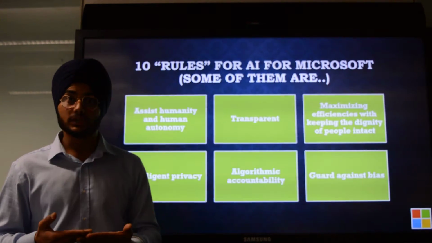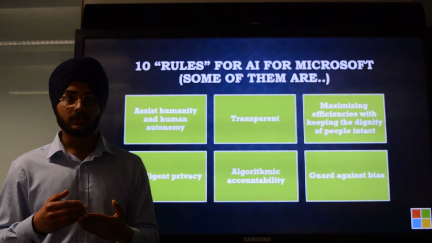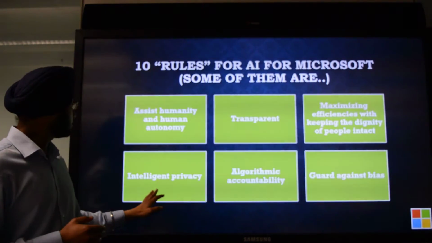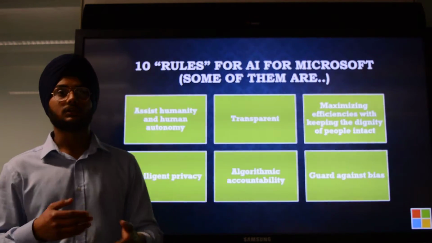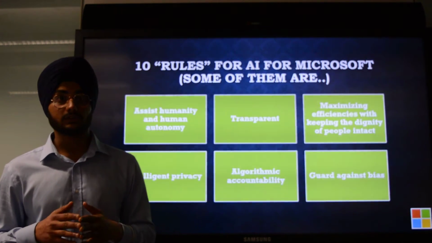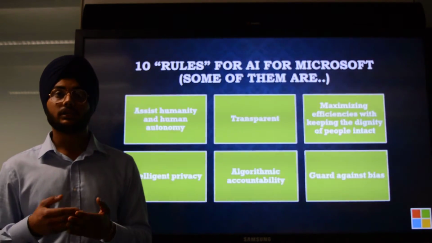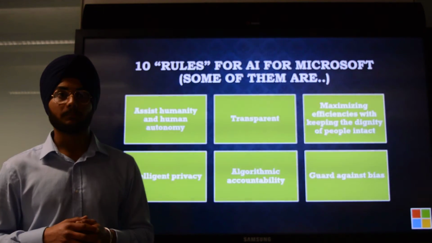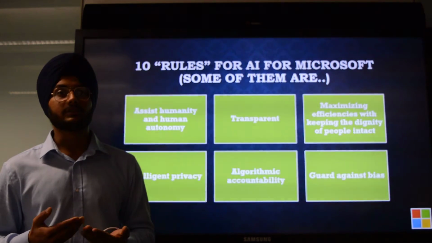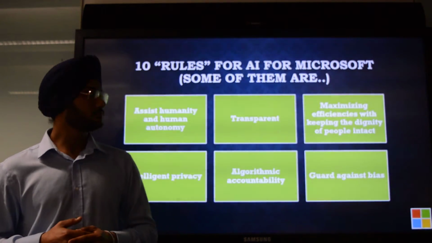Artificial intelligence must maximize efficiencies without destroying the dignity of people. In that, it should preserve cultural commitments, empowering diversity. Artificial intelligence must have intelligent privacy, sophisticated protections that secure personal and group information in ways that earn trust. Artificial intelligence must have algorithmic accountability so that humans can undo unintended harm. Artificial intelligence must guard against bias, ensuring proper and representative research so that the wrong heuristics cannot be used to discriminate.